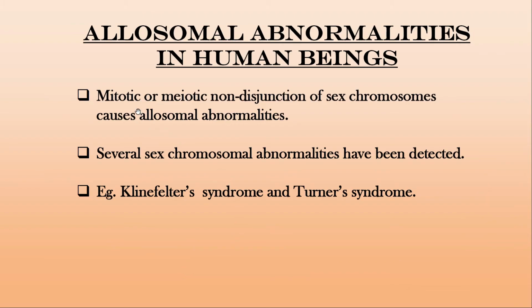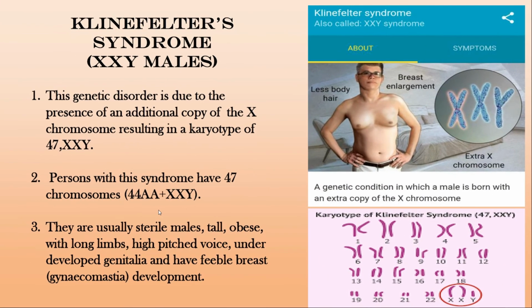Allosomal abnormalities. Meiotic and mitotic non-disjunction of sex chromosomes causes allosomal abnormalities. Several sex chromosomal abnormalities have been detected, examples of which are Klinefelter syndrome and Turner syndrome.